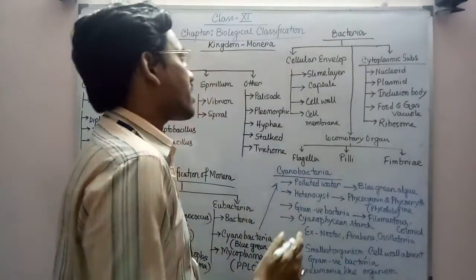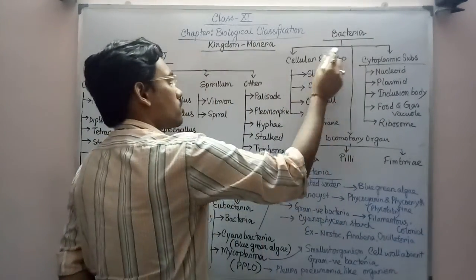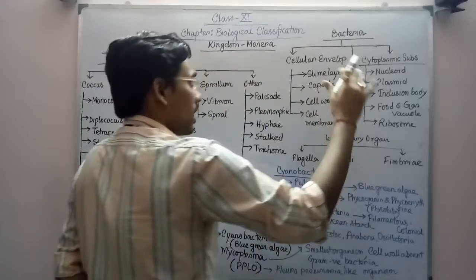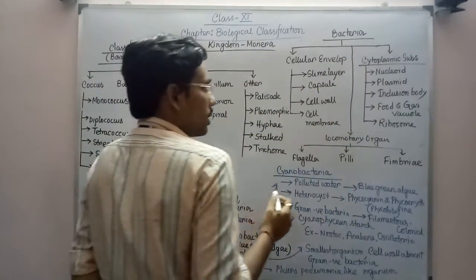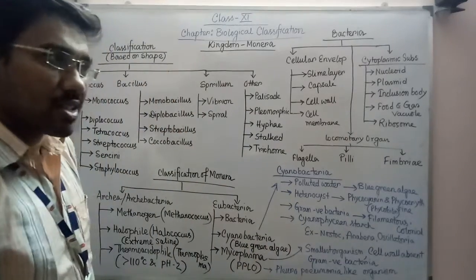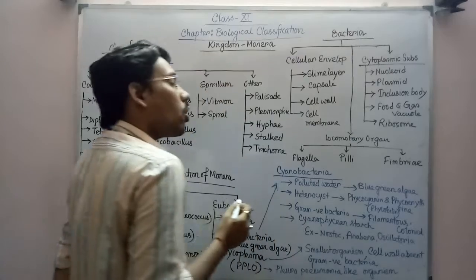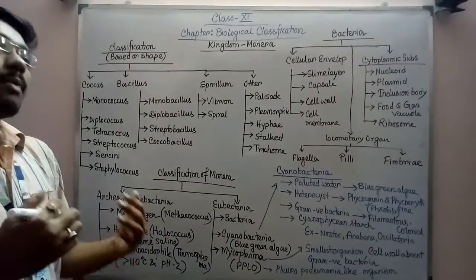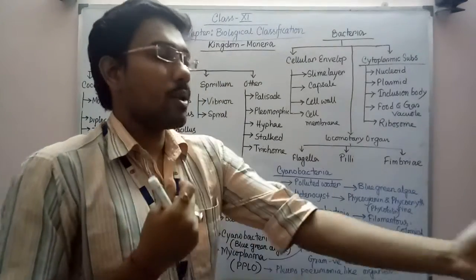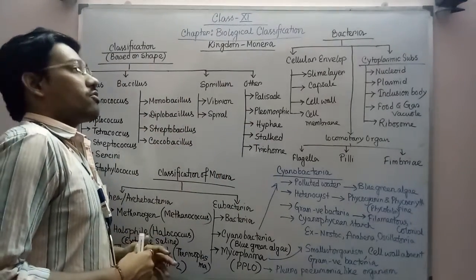First of all, I have segregated the bacterial structure into three portions. The first one is the cellular envelope, that is the covering layers present in the bacterial cells. The second one is cytoplasmic substances, that means whatever substances are present in their cytoplasm. And last, I have written the locomotory organ, that means the organs by which the bacterial cells move from one place to another. So let's start the structure of the bacterial cell.